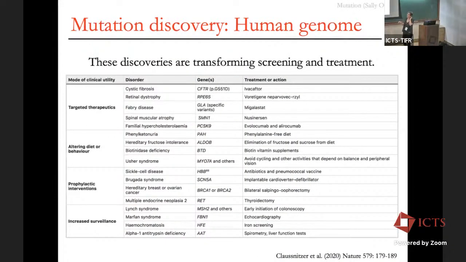This promise was delayed, but I would say that we have now really improved targeted medicine based on this genomic information. That includes treatments or actions for a number of diseases. Cystic fibrosis: once the gene was known, Evacaftor was developed. Fabry disease: Migalastat was developed, so targeted therapeutics. In other cases, phenylketonuria or Usher syndrome, it's just avoiding certain things in the diet and you're fine.